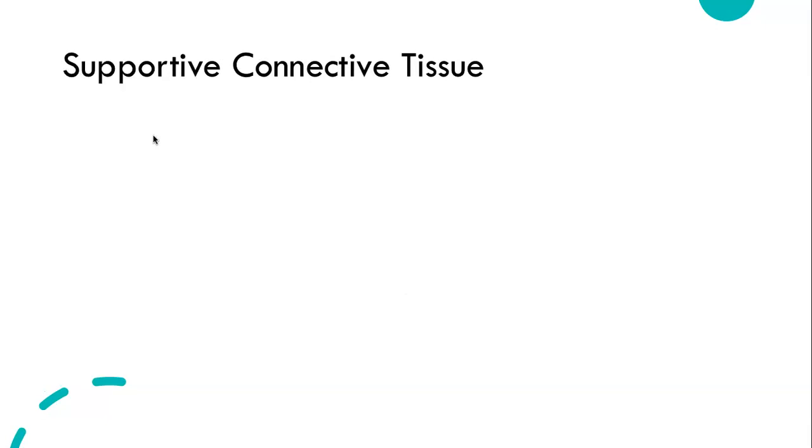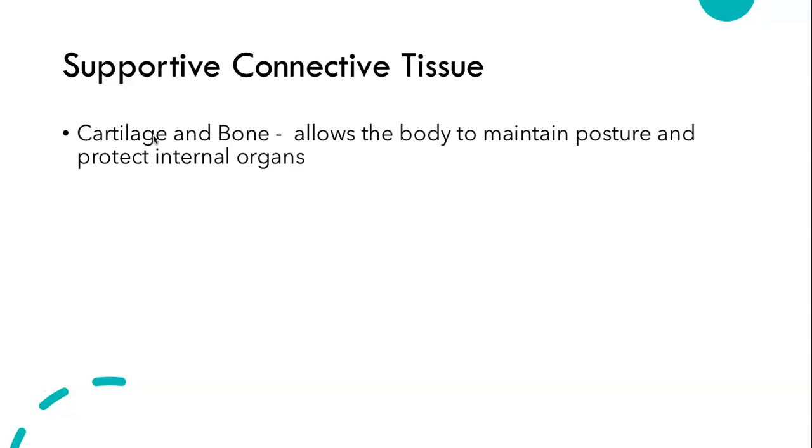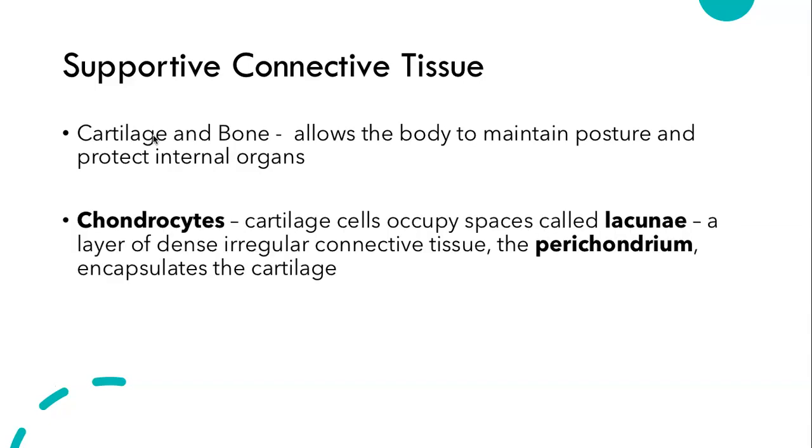Okay, let's talk about the supportive connective tissue. That's the cartilage and bone. Cartilage and bone allow the body to maintain posture and also protect internal organs. The chondrocytes are the cartilage cells. They occupy spaces called lacunae. And then we have the perichondrium, which is a layer of dense, irregular connective tissue that encapsulates the cartilage.